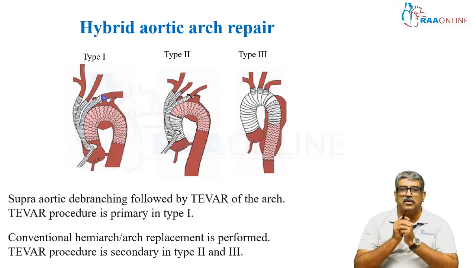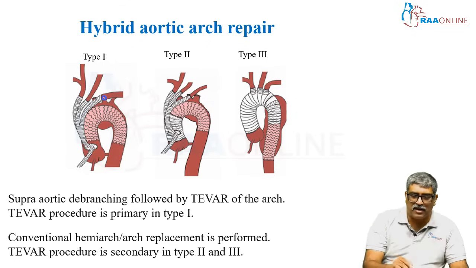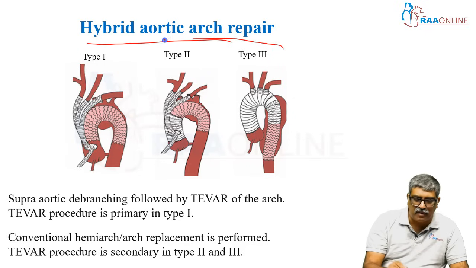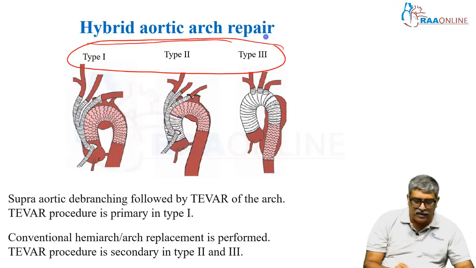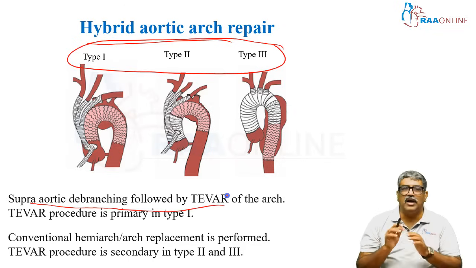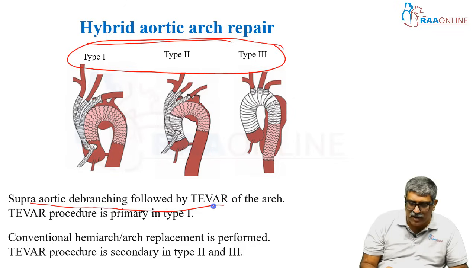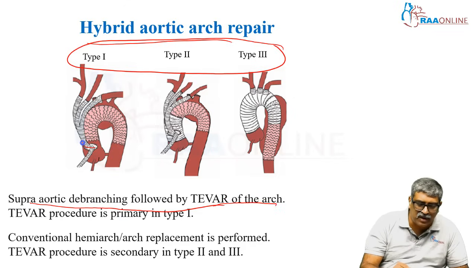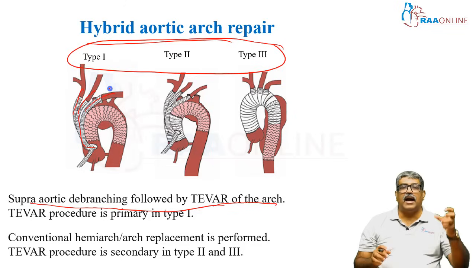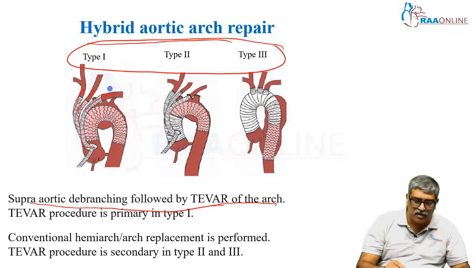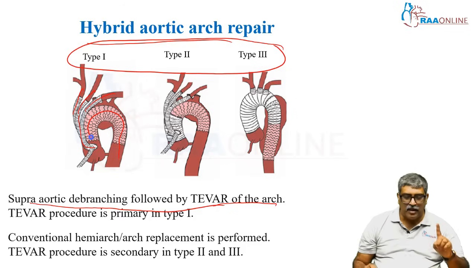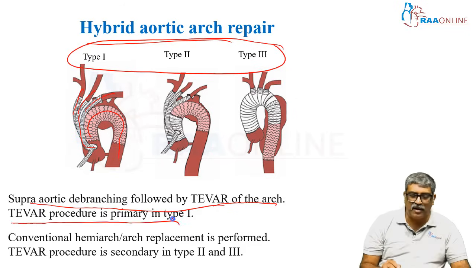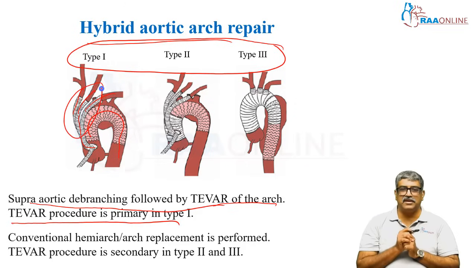And coming to hybrid arch repair, there are 3 types of repair, that is type 1, type 2 and type 3. In type 1, you do a supra-aortic debranching followed by TEVAR. Here you can see the 3 branches being taken care of and then TEVAR is being done. You can see the endovascular stent placed. In type 1, TEVAR is primary followed by surgery.